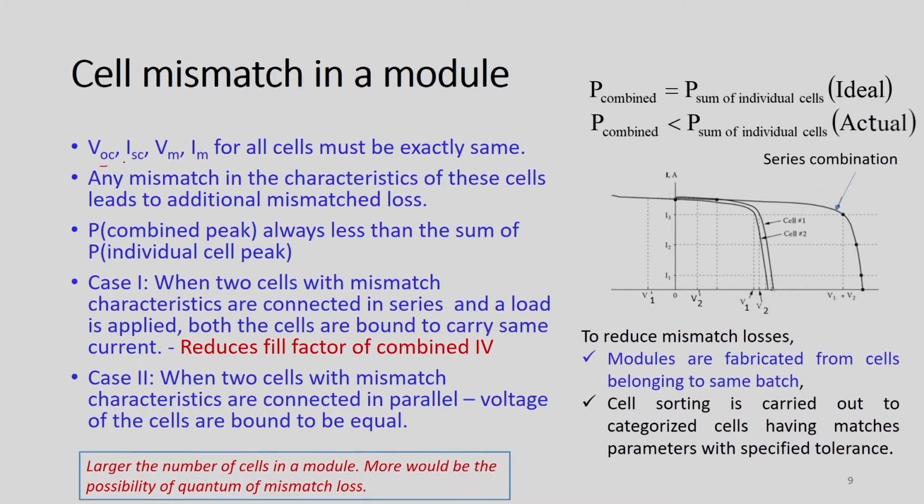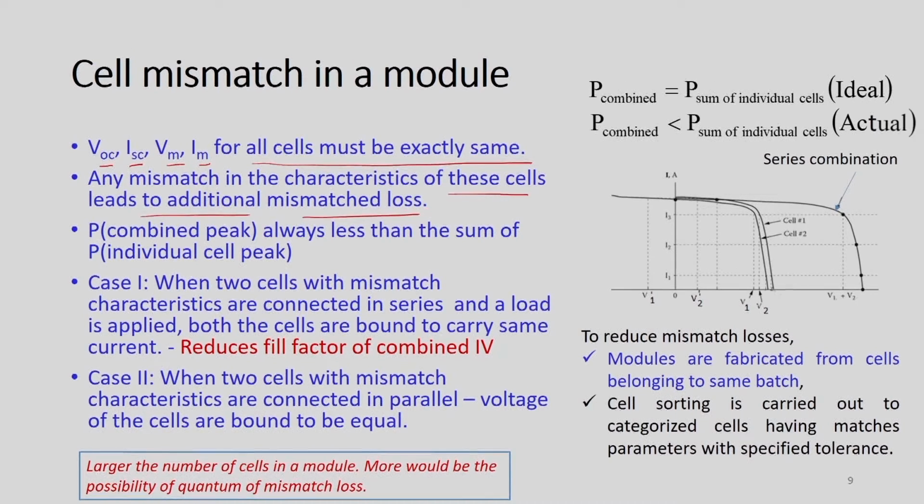So, what does it mean? These characteristics mean VOC, ISC, VM, IM, or maybe fill factor, for all the cells must be exactly the same. Any mismatch in the characteristics of the cells leads to an additional mismatch loss.